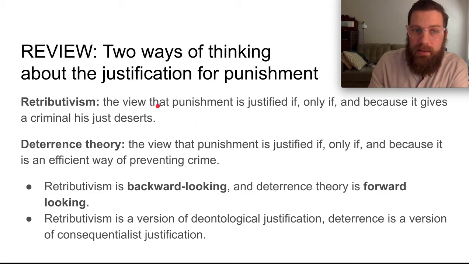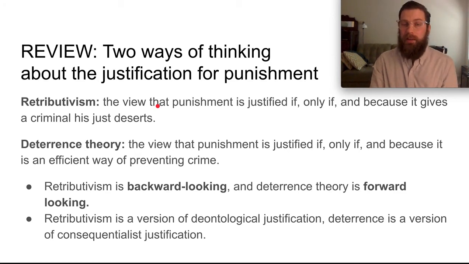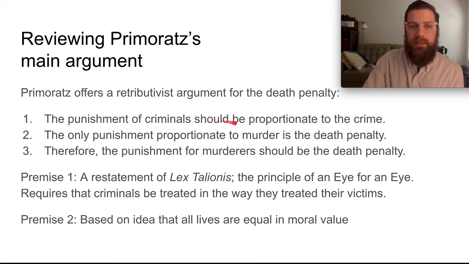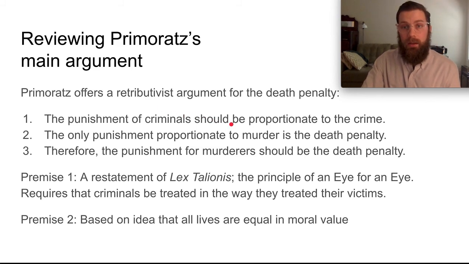So Primoratz is interested in retributivism, and we'll see actually Nathanson is a retributivist as well, though he will not argue in favor of the death penalty. And remember, we also saw the specifics of Primoratz's argument. He said that punishment should be proportionate to the crime. So that's like a way of explaining how retributivism works. What you deserve is proportionate to what you do. Primoratz then argues that the only punishment proportionate to murder is the death penalty. Therefore, the punishment for murderers should be the death penalty.